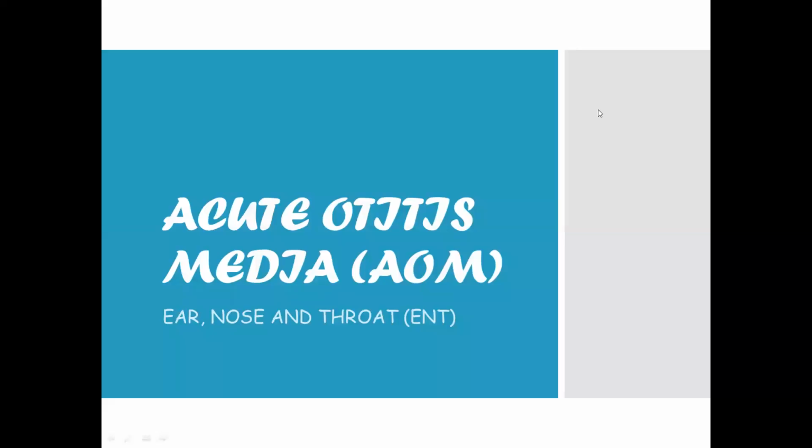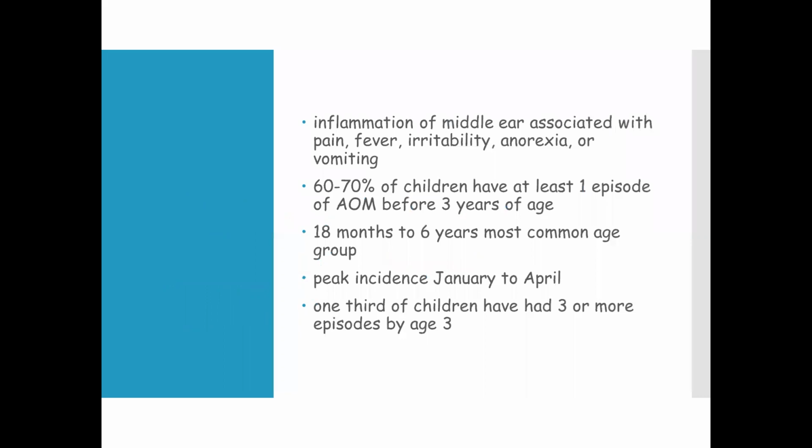Hello everyone, today we'll be talking about acute otitis media. So, acute otitis media basically refers to inflammation of the middle ear that is commonly associated with pain, fever, irritability, anorexia, or vomiting. When we say otitis, that refers to inflammation of the ear, and media basically refers to middle.